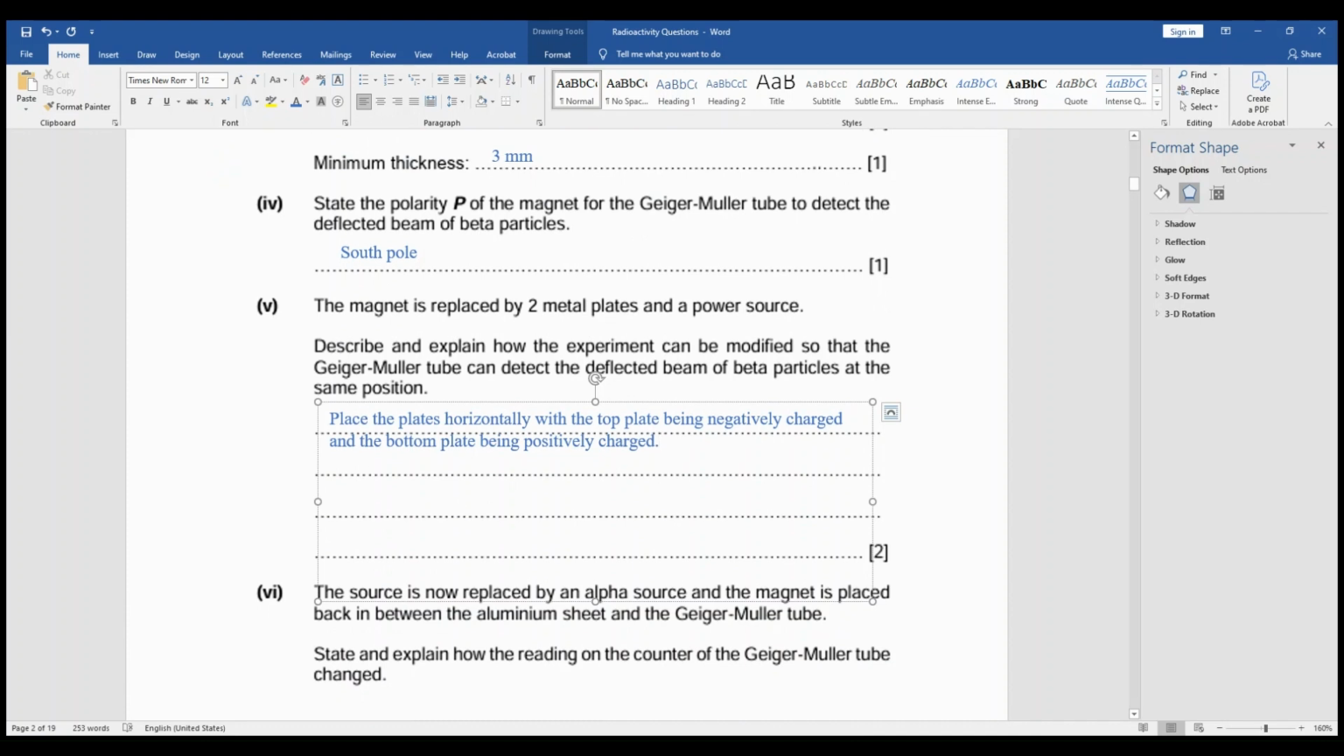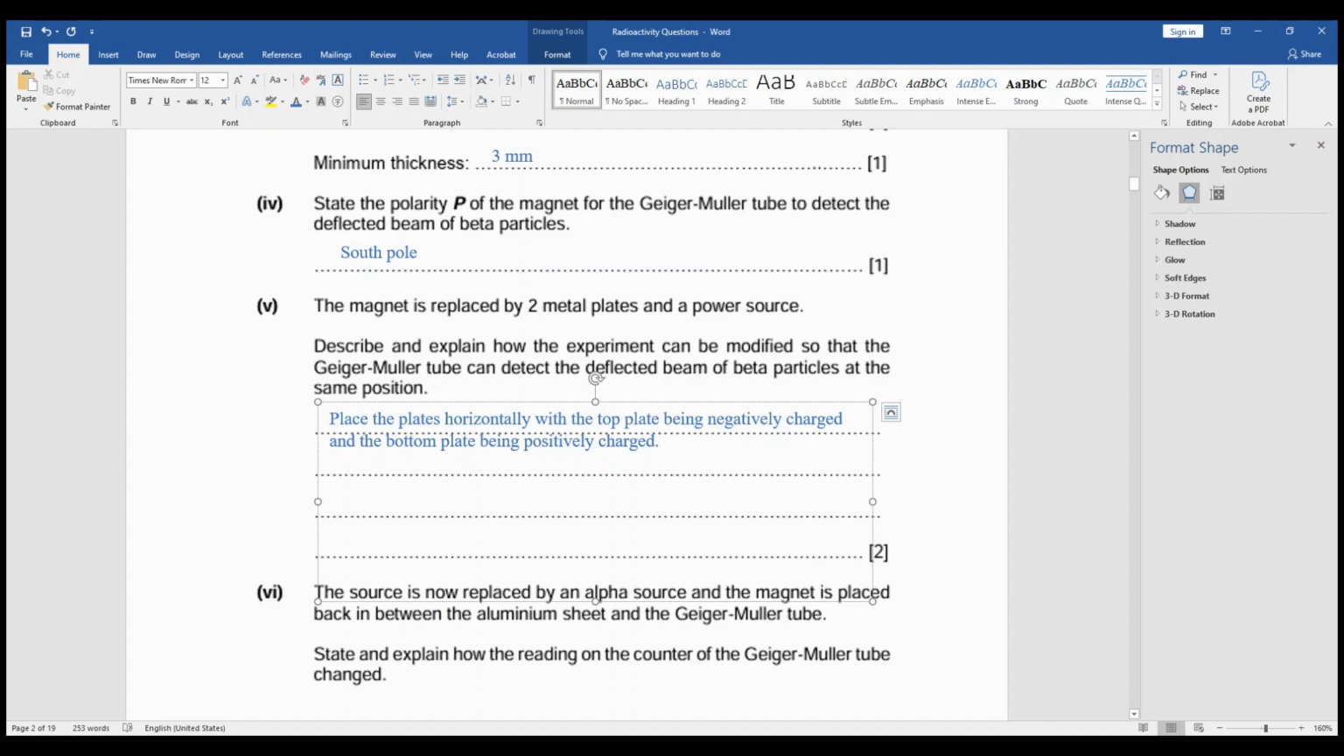Of course, you can also say the top plate is connected to a negative terminal of the power source, and the bottom plate is connected to the positive terminal of power source. They will give the same result. But otherwise, that should give you the 2 marks to say that they are being placed horizontally.